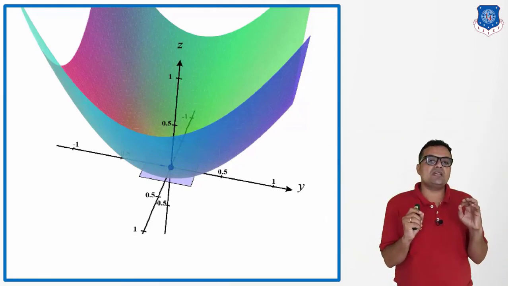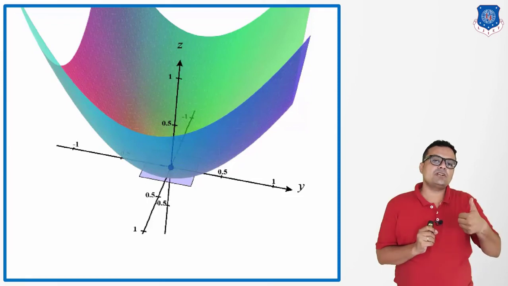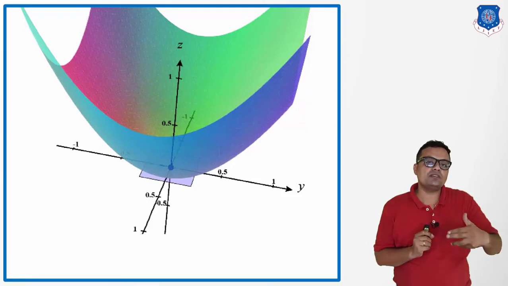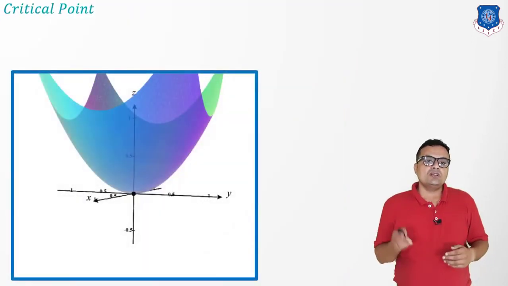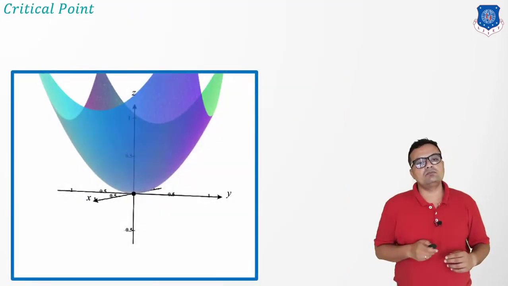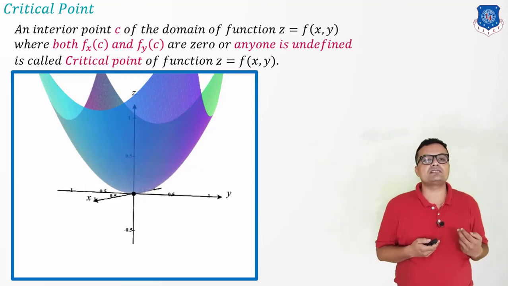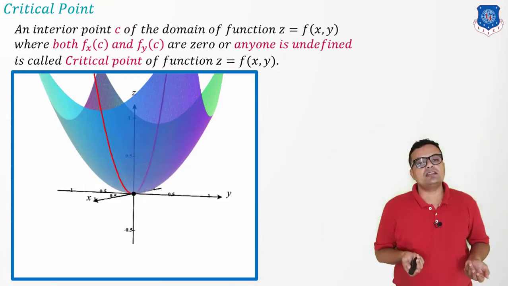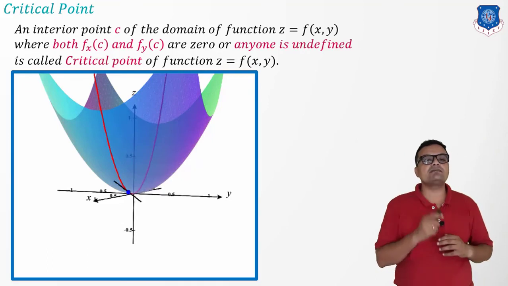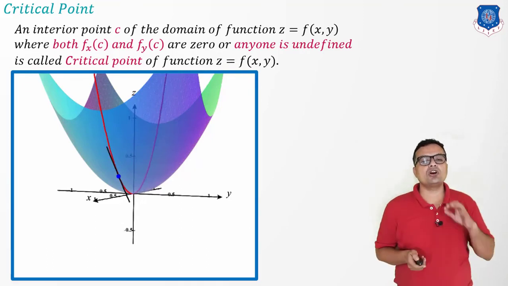So the property is remaining the same. The tangent property is parallel to the domain property, which gives you the critical point. So now I can define the critical point. The definition of a critical point is this: an interior point C in the domain of the function z equal to f of xy, where both f sub x and f sub y are 0 or any one is undefined, is known as a critical point.